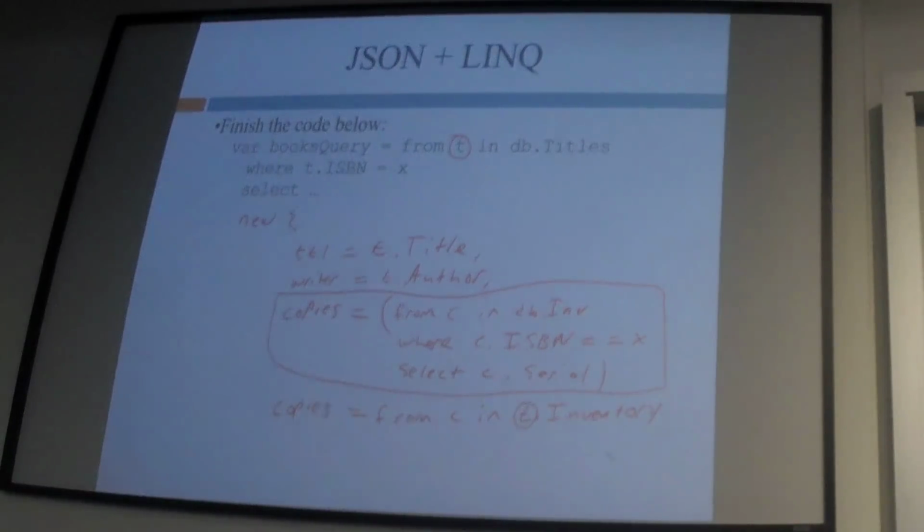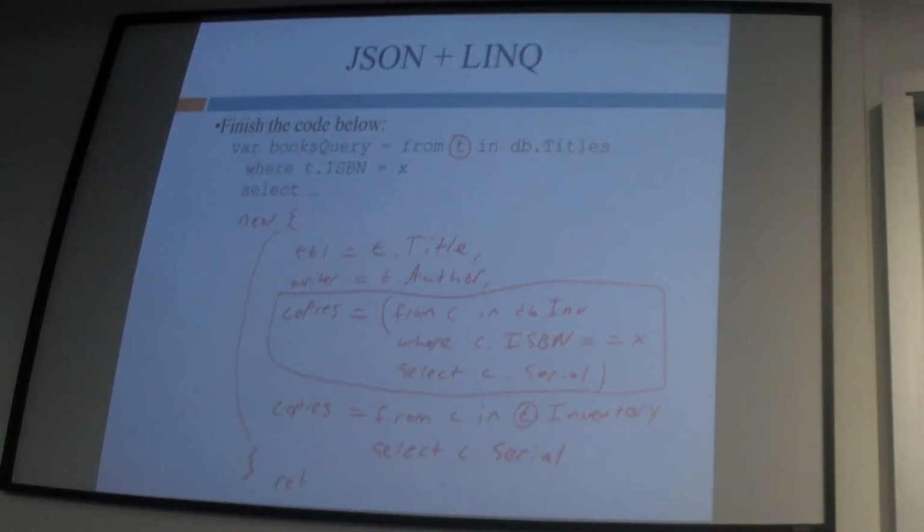We're not quite done here, though. We have copies equals, right now it's an array of full inventory tuples. So we just need to do select c.serial. And then that can finally close up the whole thing that we are selecting. And kind of running out of room, but after that, we still need to return the JSON. All this is currently is an IEnumerable.